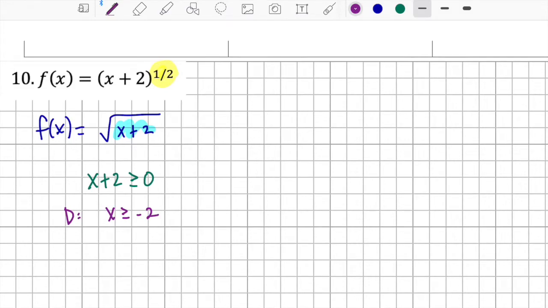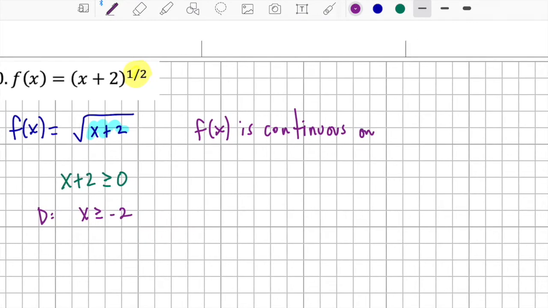Now, therefore, if we think of the definition, it said that a function is continuous on its domain. So therefore, this function f of x is continuous on x such that x has to be greater than or equal to -2, and that one was much easier than the previous one.